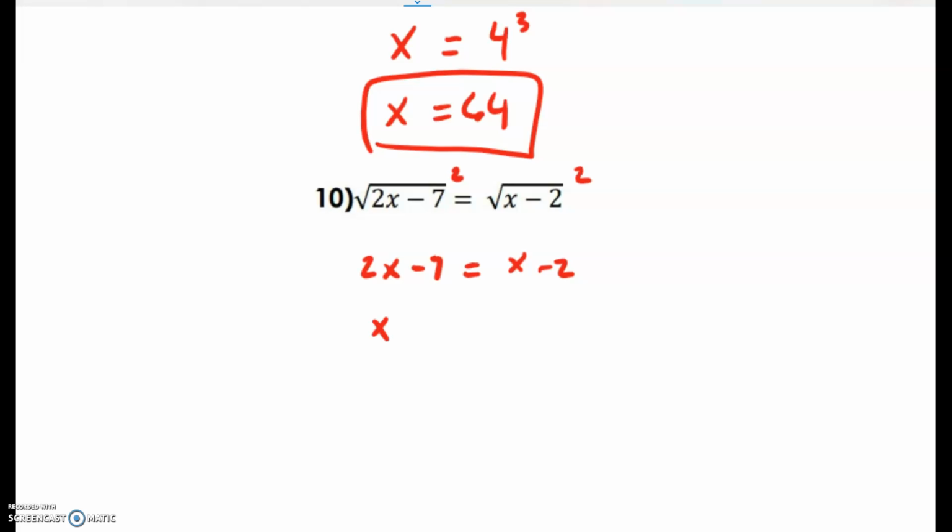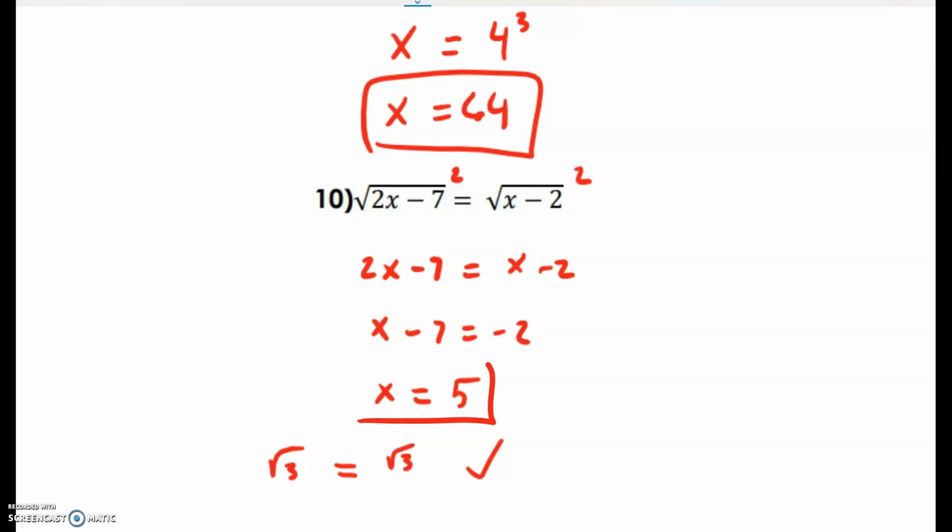Subtract x from both sides. Add 7 to both sides. So I'm getting 5. And then I'm going to plug it back in just to make sure that it works. 2 times 5 is 10. 10 minus 7 is 3. So the left-hand side's radical 3. And then 5 minus 2 is also 3. Yes, this did work. x equals 5 is a solution.